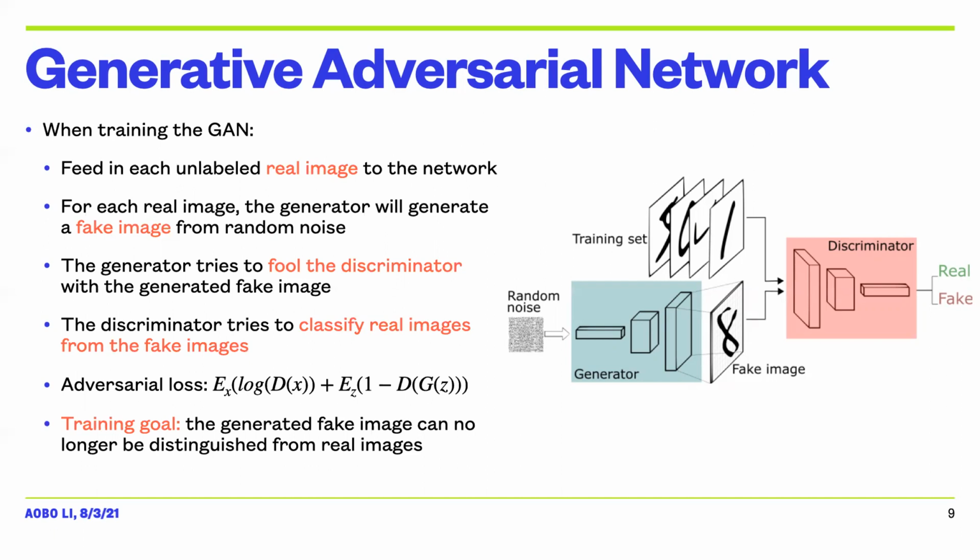When you feed images to the discriminator, you actually feed in each of your real images and also the fake image generated by the generator. And here you also have an adversarial loss, which is written in this form. The training goal is that a generated fake image can no longer be distinguished from the real image. That's why we call it an adversarial network, because the generator and discriminator are doing adversarial training against each other.